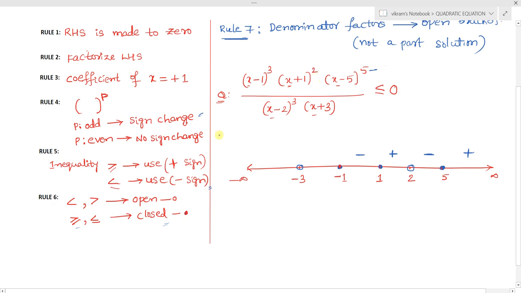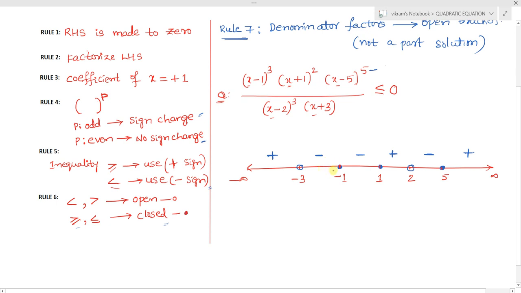Even power means no need to change the sign, so the minus is represented over here itself only, no change in sign. Now reaching the -3, that means x plus 3, it is an odd power. Odd means we need to change the sign. Now the sign is changed, and the inequality is less than or equal to 0, that means we need to check for the intervals where the negative sign is included.